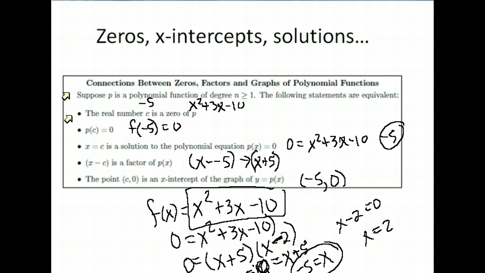Okay, I know all this terminology can be confusing, but basically if you put a number in and get 0, then x minus that number is a factor of the polynomial. It's an x-intercept. It's the solution when you set it equal to 0. If you plug it in, you will get 0, and it's called a 0.